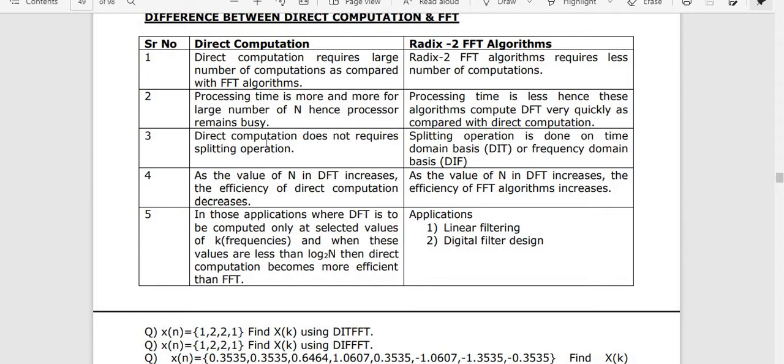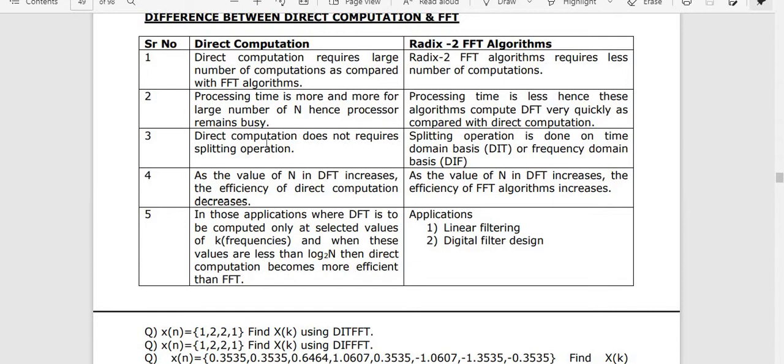Whereas in the signal flow graph with the fast Fourier transform with the Radix 2 method, we are splitting into parts, so that whatever domain we are assuming, if it is DIT or DIF, we are splitting the operation on the time and frequency domain based upon their particular operation.